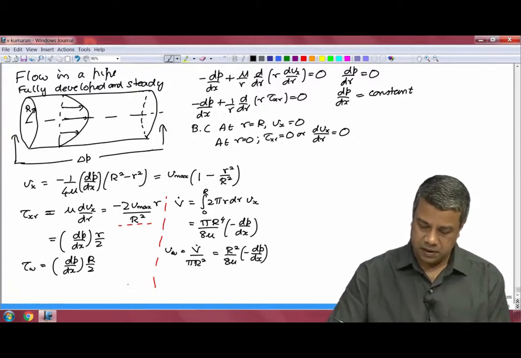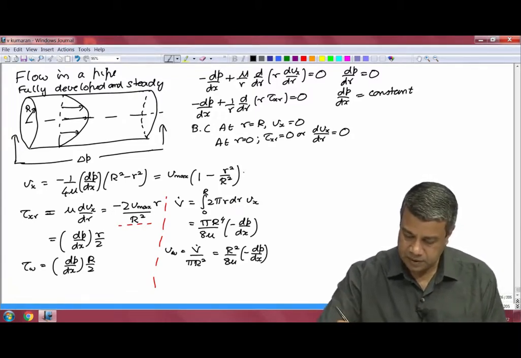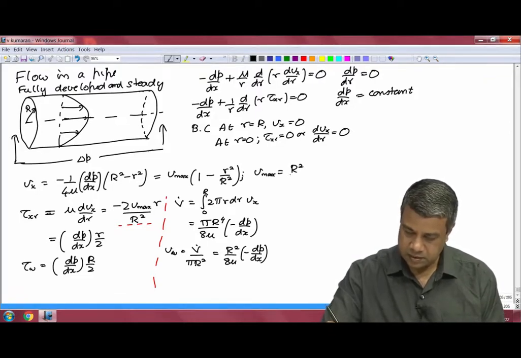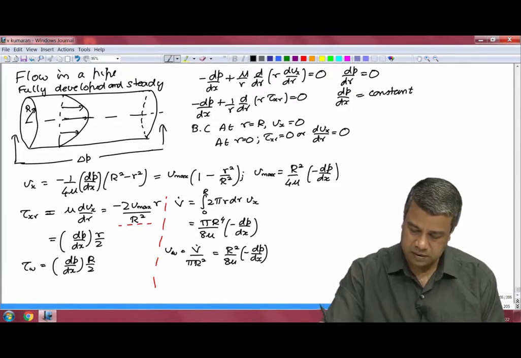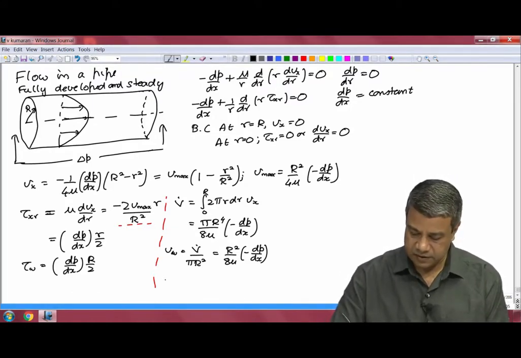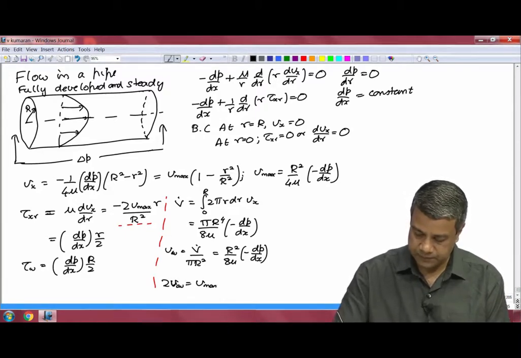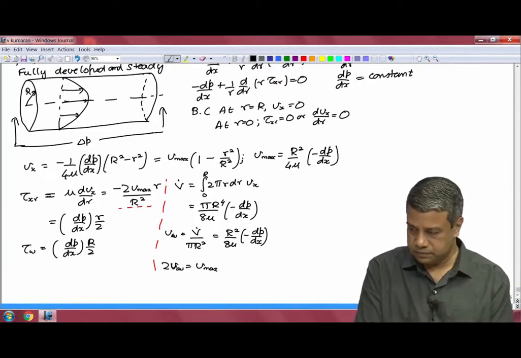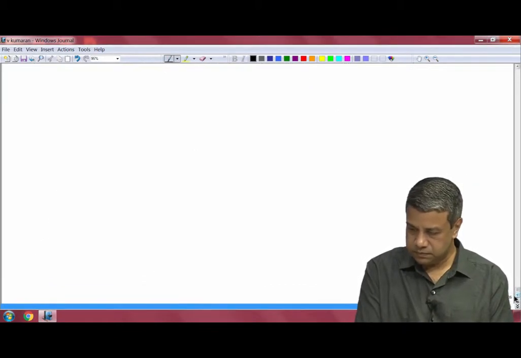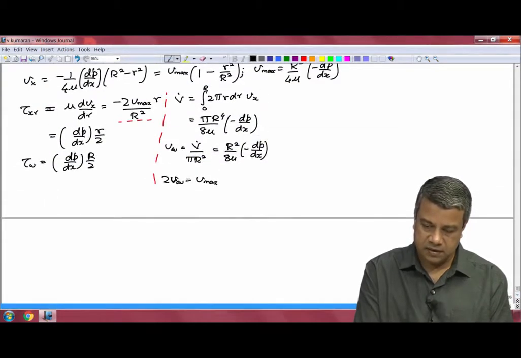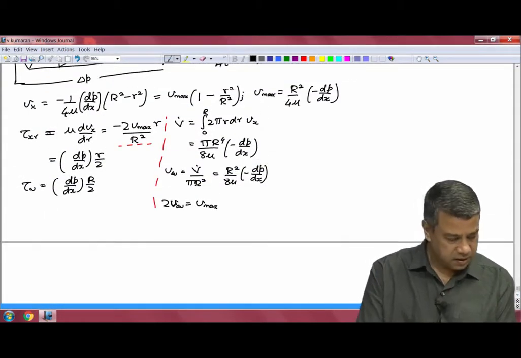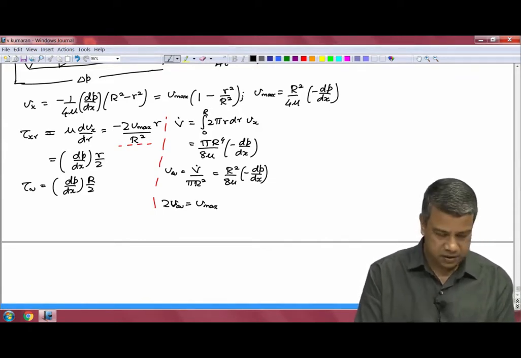And in this equation we had V max equal to r square by 4 mu into minus dP by dx. Therefore, we get that 2 times the average velocity is equal to V max. So, those were the relations that we had derived, quite straightforward, in the last lecture, and the final relation was the friction factor correlation.